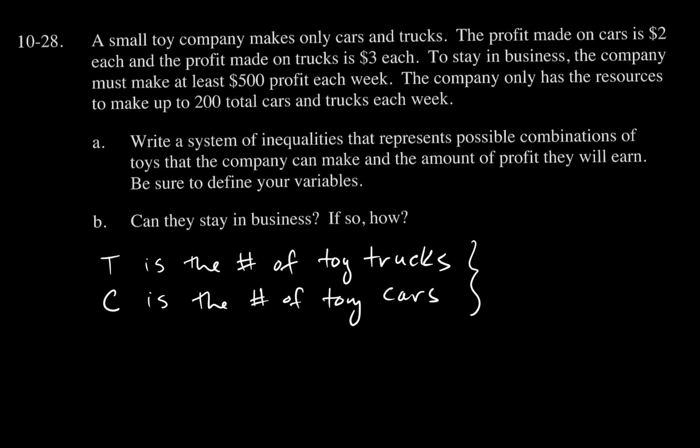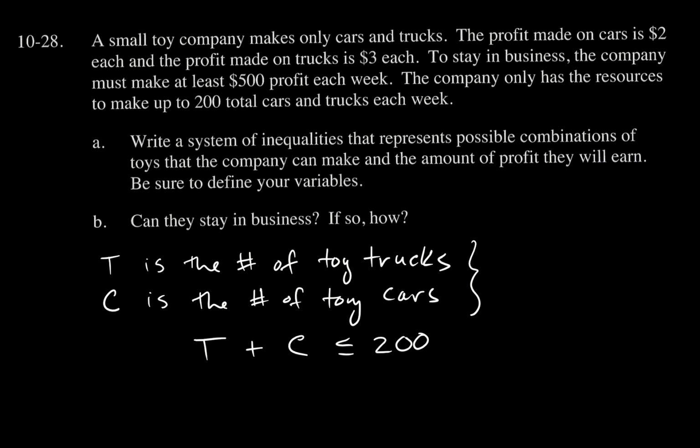So I know that the company only has the resources to make up to 200 toy cars and trucks each week. So up to, they can make 200, but they can't make more than 200. So it's 200 and less. So I can just write this. If T is the number of toy trucks I make and C is the number of toy cars that I make, I can make up to 200 of those, right? Up to 200, but not more than that. So T plus C has to be less than or equal to 200.